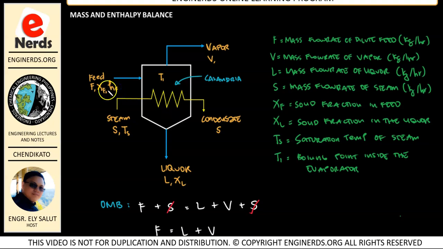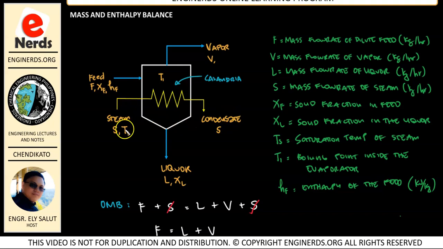Okay? So, let me label that dito. So, we have HF, which is the enthalpy of the feed. And the unit is in kilojoules per kilogram. Okay? So, it's better, I think, identify muna natin yung mga enthalpy natin.